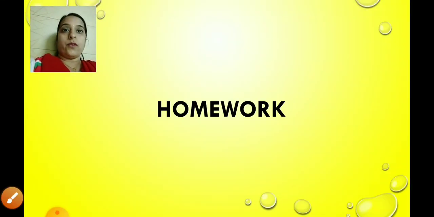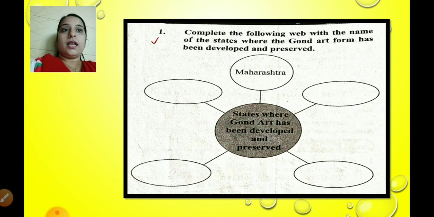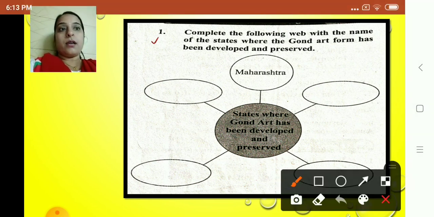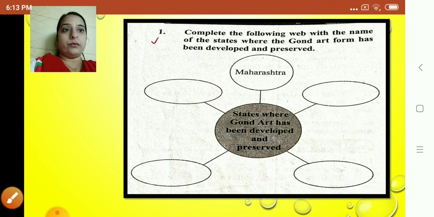Now homework for you. Complete the following web with the name of the states where the Gond art form has been developed and preserved. You have to draw this web diagram in your notebook. One answer is already given, that is Maharashtra, correct? Next you have to write Madhya Pradesh, Telangana, Andhra Pradesh, Odisha. You have to write this in your book. This is a homework for you.